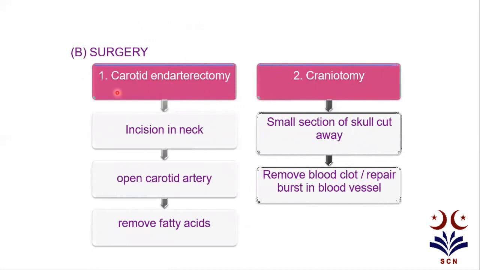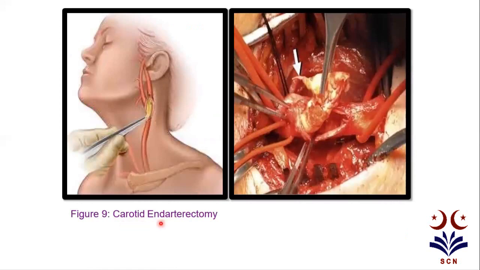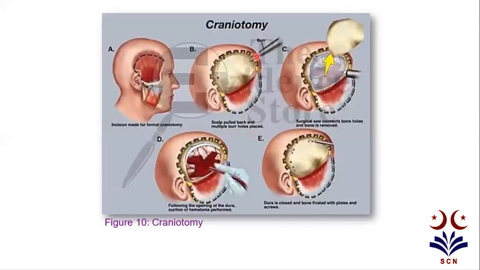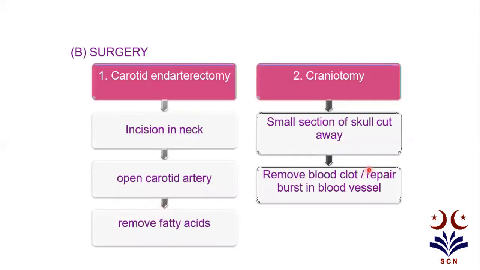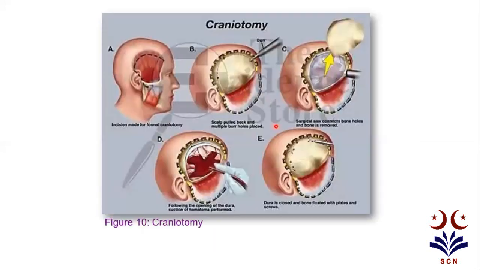Surgery can be done. The carotid endarterectomy: an incision in the neck, the carotid artery is opened and the fatty deposit is removed. And the craniotomy, if you go back to my head and neck lecture, I showed the picture there, and I show you the picture here again. This is how the carotid arteries are opened and fatty material removed. And this is craniotomy, a flap from that side of the skull is removed like this, and then the procedure is done. Told you there, and blood clot repair of a burst blood vessel.